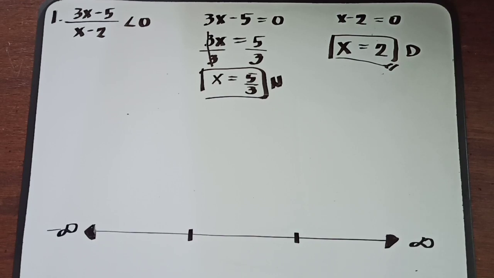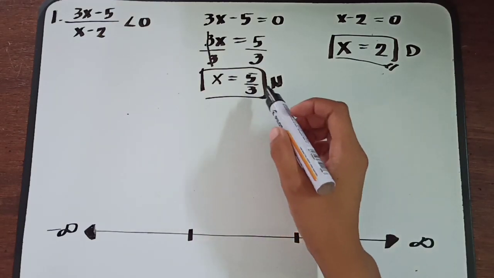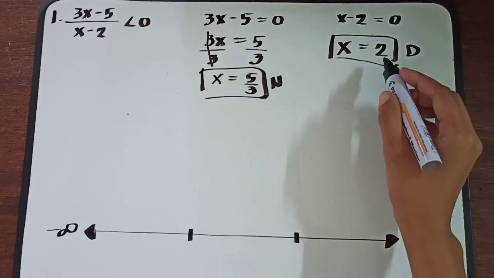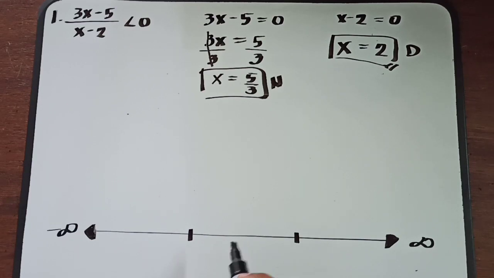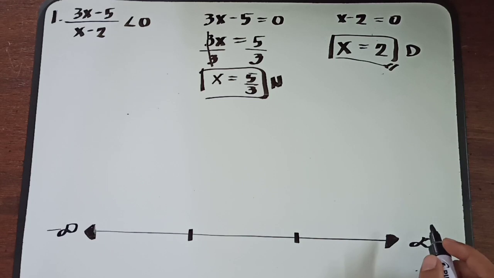Okay, so the next step is we're going to represent this using a number line. So once you have your number line, alamin natin saan ba natin ilalagay yung 5 over 3 at saan ba natin dapat nilalagay si positive 2. Again, in a number line, pag papunta sa kaliwa, papunta siya kay negative infinity or paliit ng paliit. Pag papunta sa kanan, papunta siya kay positive infinity or palaki ng palaki.